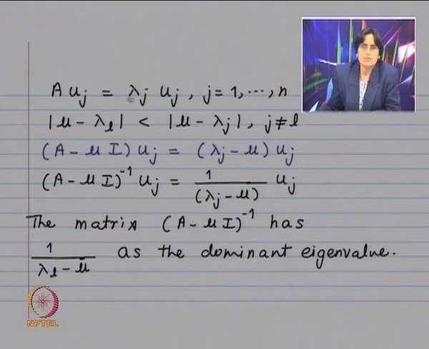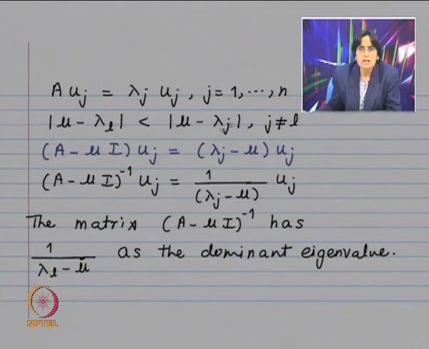Now, from here A u j is equal to lambda j u j gives us (A minus mu I) u j is equal to (lambda j minus mu) u j. Assume that mu is not equal to lambda l, that means it is not an eigenvalue. So, A minus mu I will be invertible, and then from this relation we obtain (A minus mu I) inverse u j to be equal to 1 upon (lambda j minus mu) u j. I apply (A minus mu I) inverse throughout. So, the left hand side will be u j is equal to (lambda j minus mu) (A minus mu I) inverse u j, and take lambda j minus mu on the other side.